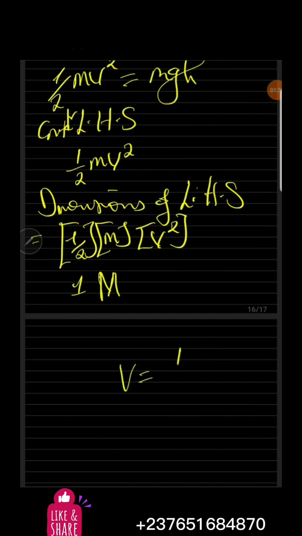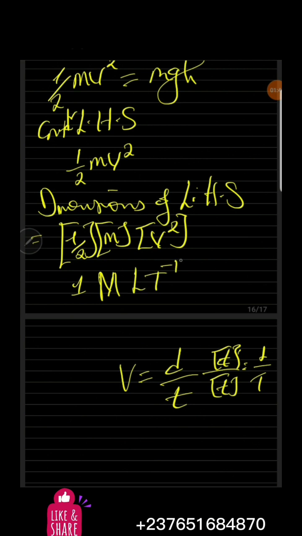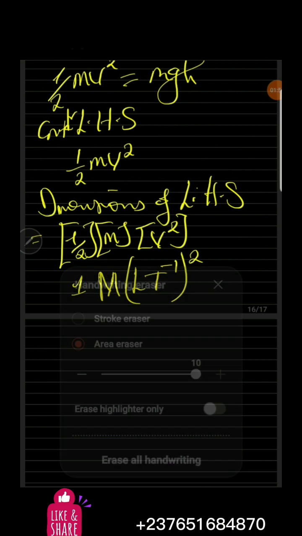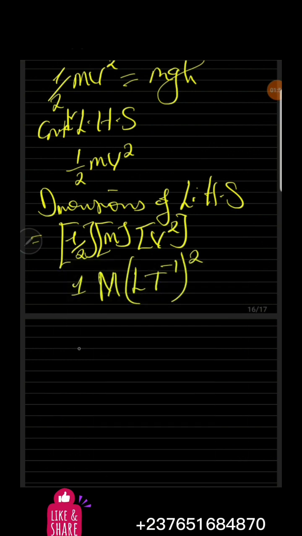Remember, velocity is distance over time, so the dimensions of velocity is dimensions of distance over dimensions of time. Distance is length, which is L, and time is T. So the dimensions of velocity will be length per time, but remember we are squaring it here. So for the left hand side, the dimensions are 1 times M times L squared T to the negative 2. So that's our dimensions on the left hand side.